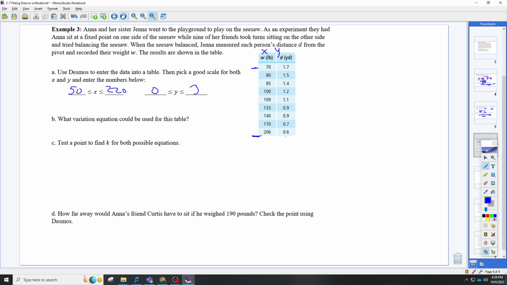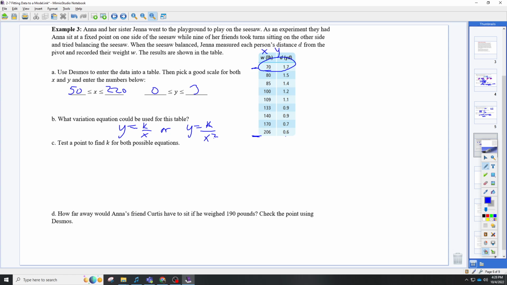So let's go back to our question here. It says, what variation equation could be used for this table? So we could actually use one of two things. We could do y equals k over x, or it could be y equals k over x squared. So we're going to test a point to find k for both possible equations. So let's pick a nice point, nothing too terrible. Maybe we'll try this one, 70, 1.7. So x is 70 and 1.7 is y.